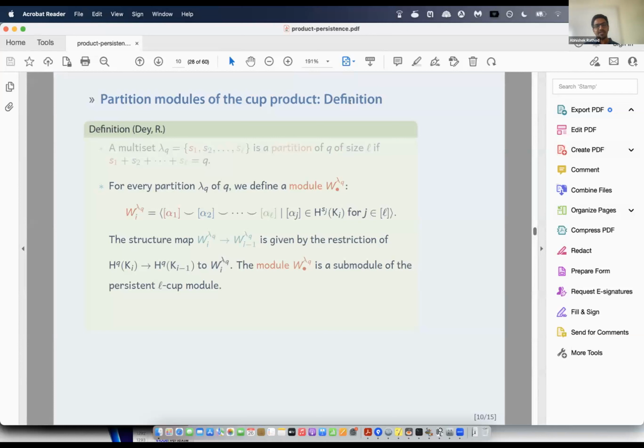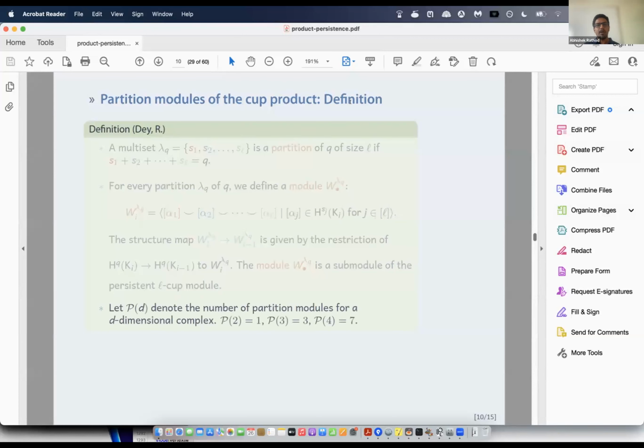And the ith index structure map for this module is given by the restriction of the ith index structure map of the ordinary qth degree persistent cohomology group to the ith index vector space of this partition module. So it's easy to check that this module is actually a submodule also of the persistent L cup module.